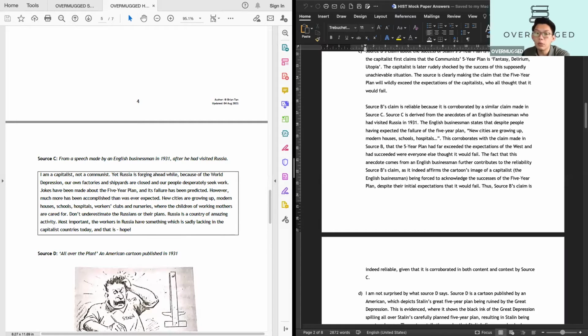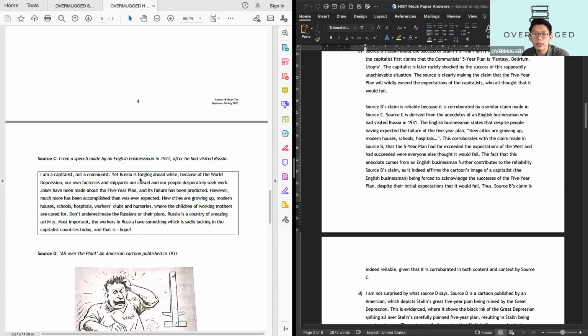So in this case, while you do not need to address whether the other source is reliable, I would say that yes, source C is reliable, but it is not the most important thing to address here. You must be specific and focus on the question at hand, which is an evaluation of source B's reliability.